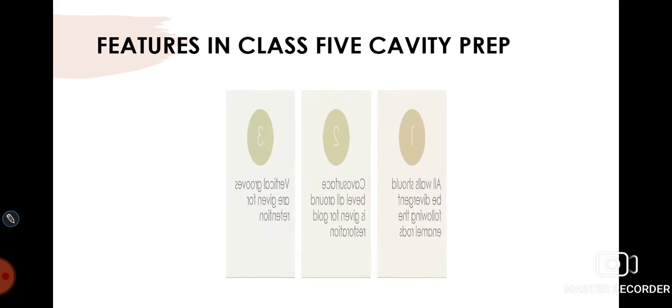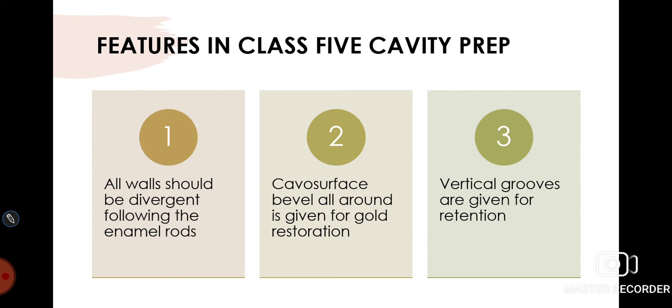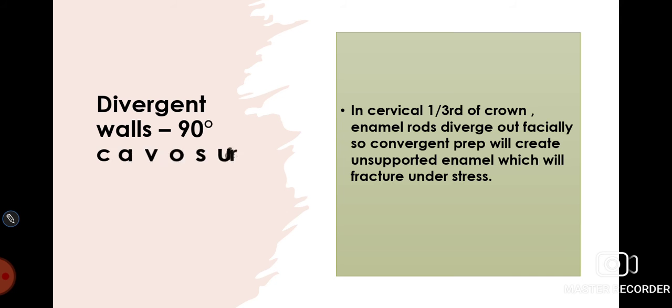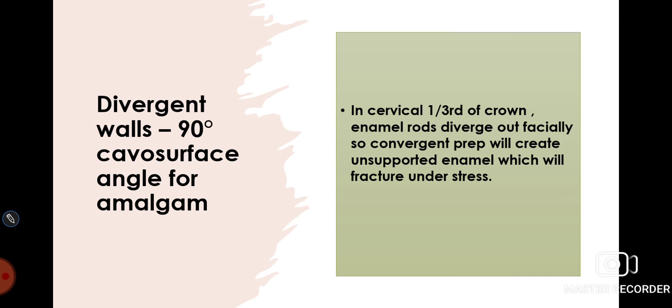Features in the class 5 cavity preparation are: number 1, all the walls should be made divergent. Number 2, cavo surface bevel is given all around, while vertical grooves are given. The walls should be made divergent because in the cervical 1/3 of the crown, enamel rods diverge out facially. So if we make a convergent prep, it will create unsupported enamel, which will fracture under stress.